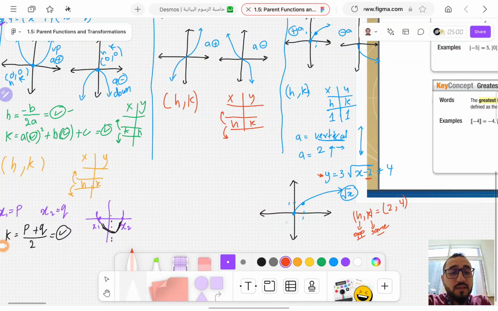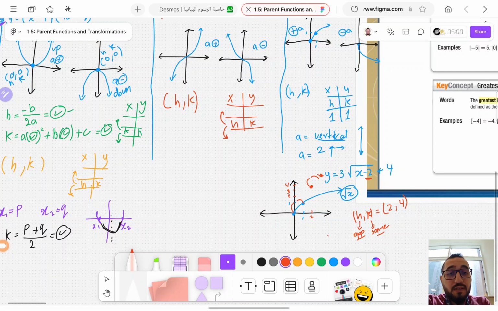Now the center will be (2, 4), so this is 1, this is 2 and 4, this is 1, 2, 3 and 4. Okay, so now (2, 4) should be here. As you can see, you know that the A should be 1 up, 1 to the right. So I have to go 1 up, 1 to the right.